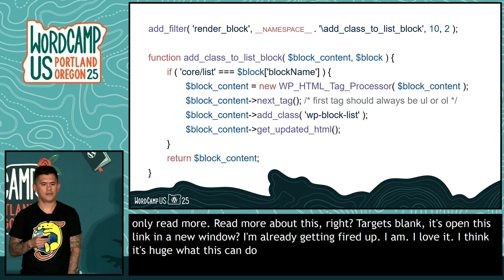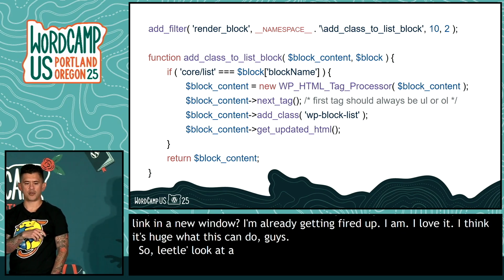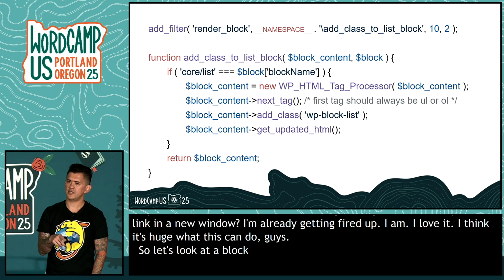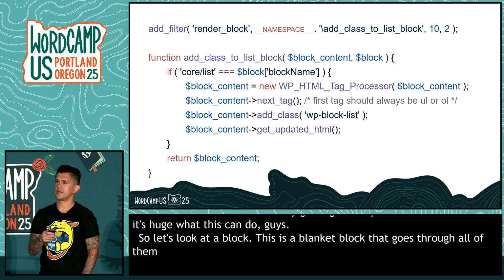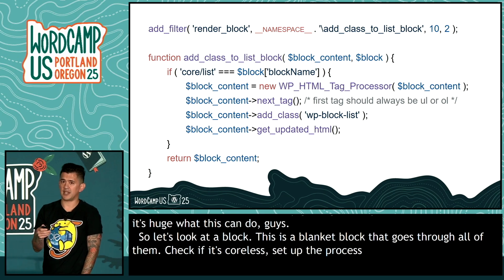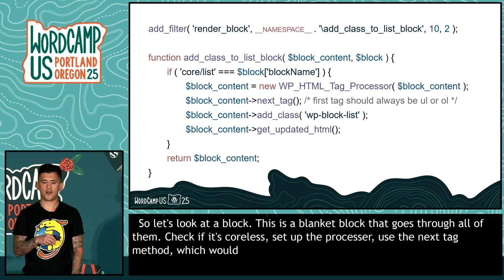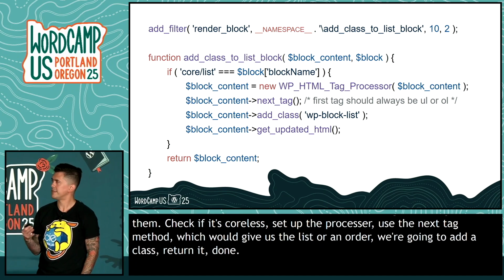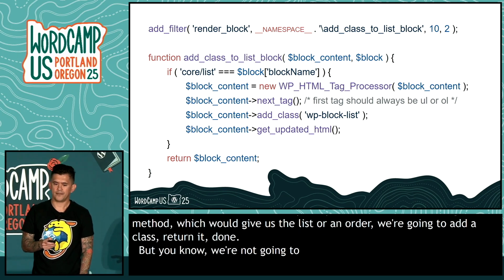So let's look at a block. This is just a blanket block where it's going through all of them. We're going to check if it's a core list, set up the processor, use the next tag method, which would then give us the ordered list or unordered. We're going to add a class, return it, done. But we're not knocking anyone's socks off, so let's spice it up a little bit, keep it going.